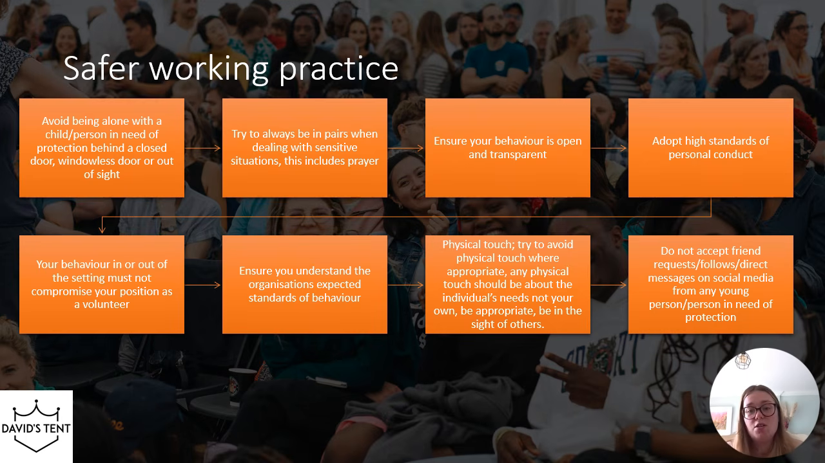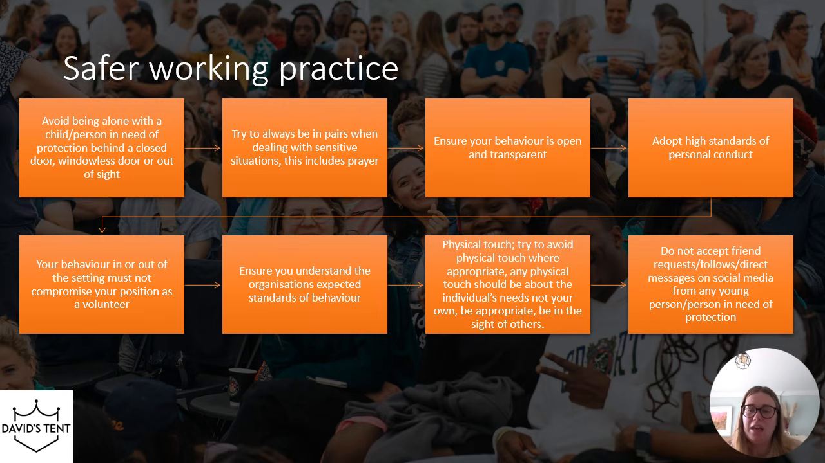Physical touch, try to avoid it where appropriate. Any physical touch should always be about the individual's needs, not your own. So be appropriate, be in the sight of others. I'm not saying you can't give somebody a little side hug if they're upset, but it is around their needs as well.